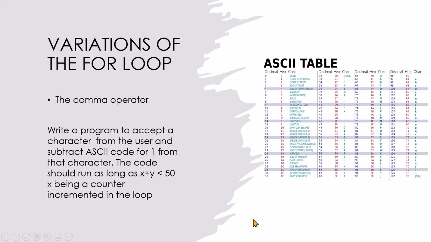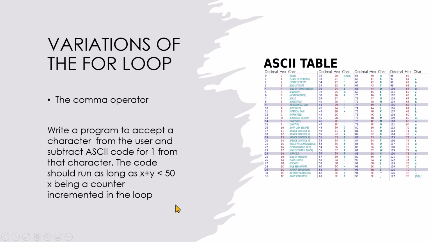The variations of the for loop. The comma operator. We can have two variables initialized in the initialization section of the for loop, and that's what we're going to do here. Write a program to accept a character from the user and subtract the ASCII code for 1 from that character. The code should run as long as x plus y is less than 50, x being a counter incremented in the loop. So what's y? y will be the variable name for the character.